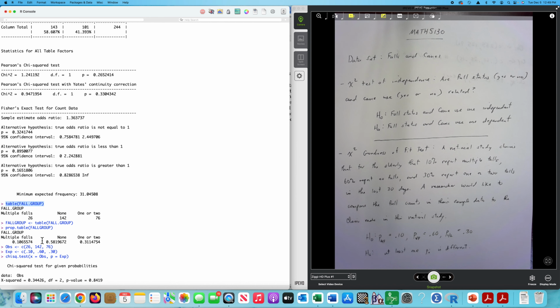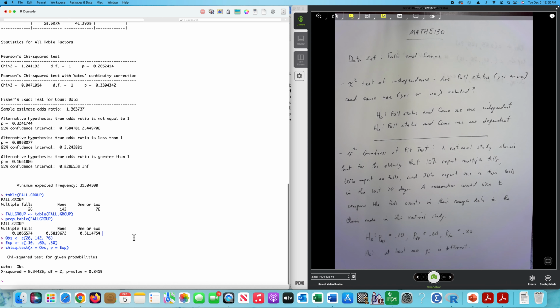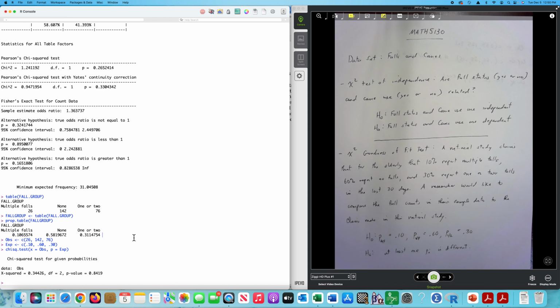And then I can go into the proportions. The national study says 10% report multiple falls. Our sample data is 10.7. Okay, pretty close. None is 60%. Our sample data is 58.2%. Again, pretty close to the national claim. And 31.1% versus 30, pretty close to the national claim. But you have to be really careful in comparing sample data to population data, and let the process play out and make conclusions from there.